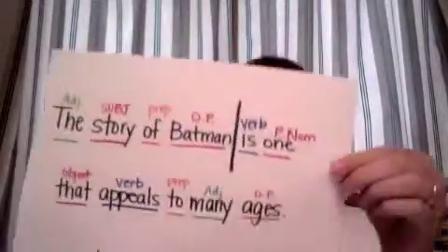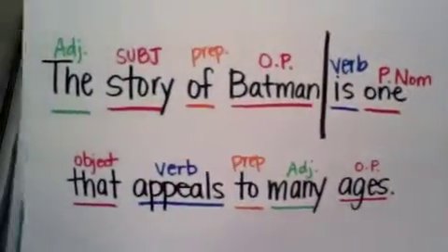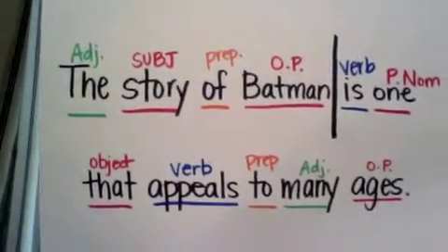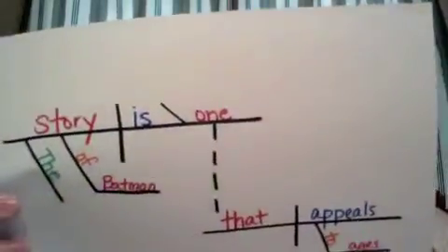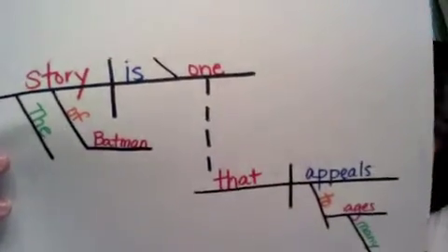Okay, so this is how my sheet looks now. The story of Batman is one that appeals to many ages. Okay, so now I'm going to take my diagram and I'm going to need to add the prepositional phrase to many ages. So I'm going to draw that out. Start off with my preposition, to, my adjective, alright, and the final answer. The story of Batman is one that appeals to many ages.